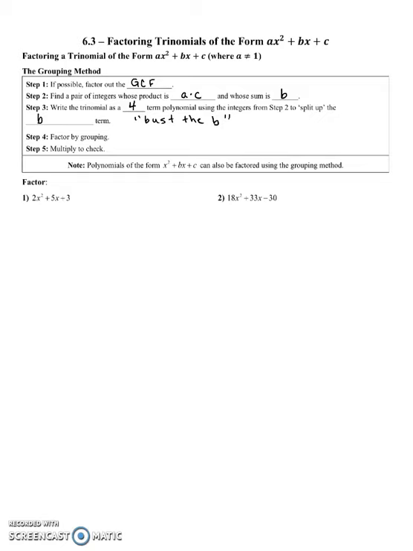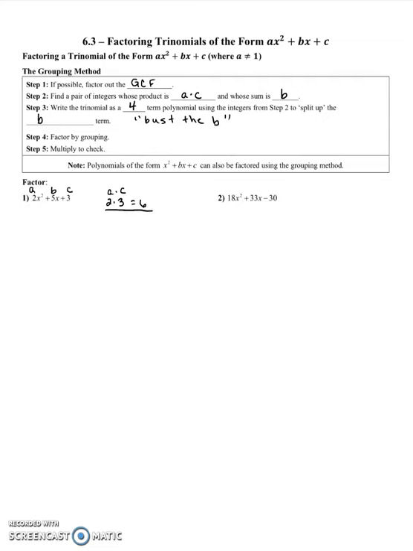Note, this is only slightly different from what we did last time. And polynomials of the form x squared plus bx plus c, which is what we talked about last time, can also be factored this way we're about to learn. So, for example, on number 1, we have 2x squared plus 5x plus 3. So the 2 is our a, the b is 5, and c is 3. The first thing we need to do is a times c. That is 2 times 3, which is 6.